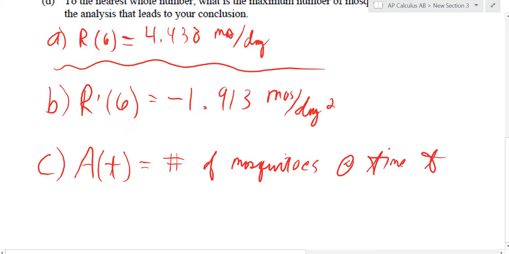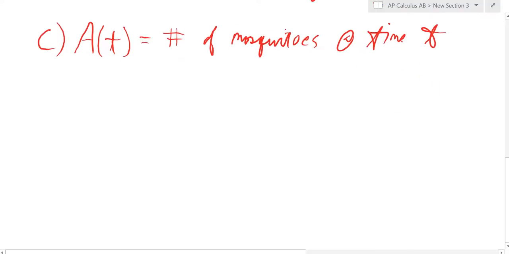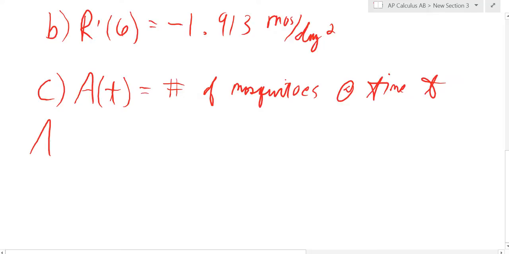Okay? So A of t is this new function now, and we know that the relationship between A and t is that A prime of t is R of t. That's what they gave me. Okay? They didn't call it A prime of t, they called it R of t, but it's still a derivative of the amount, because it's the rate of change.